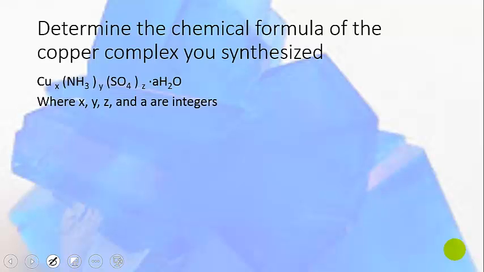We have some amount of copper, and the X, Y, and Z and A are all integers. They are mole-mole ratios of copper and ammonia and sulfate ion, as well as this is a hydrate, so we have some waters in there. So these are integers, and we need to figure out what the mole-mole ratio is so that we know what these integers are, and therefore we can determine what the formula of this compound is.